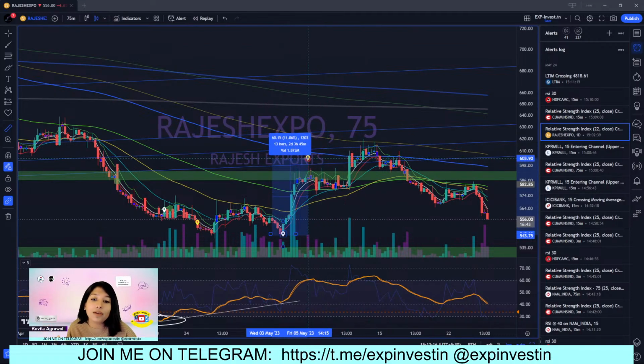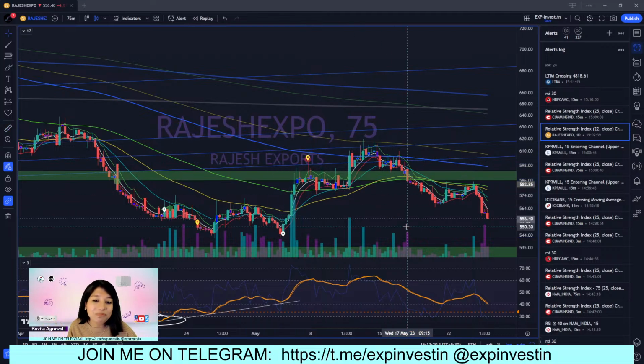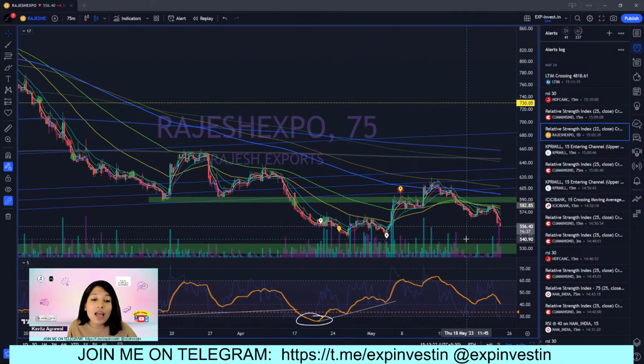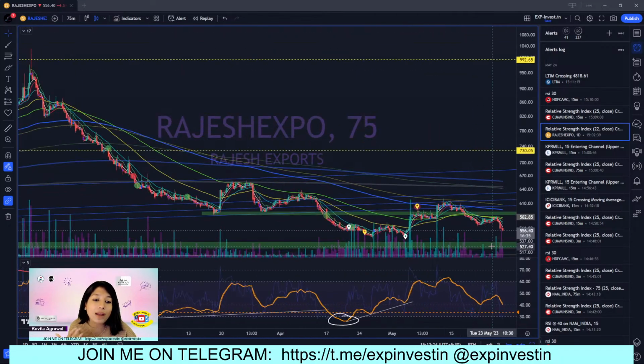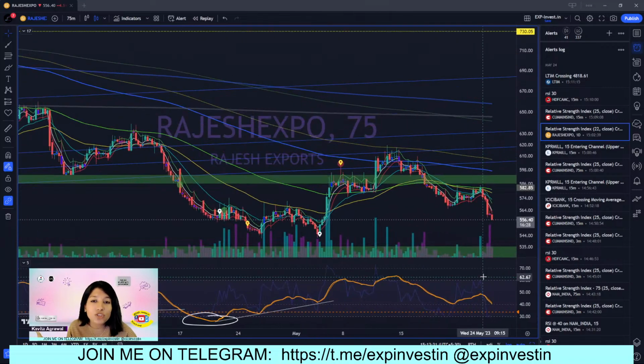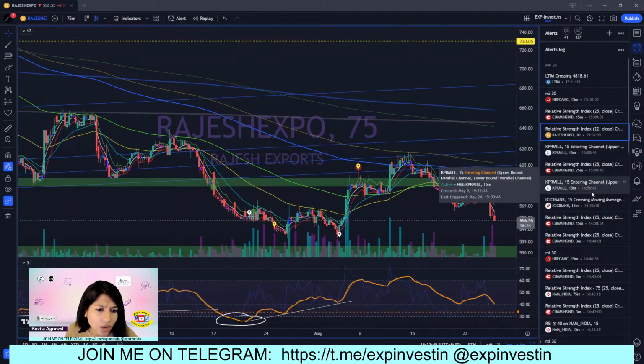Incidentally, the stock ended up achieving the target of 11% in just a matter of 2 days. It was wonderful. And now I'm waiting for the stock to come back down to the level of 530, which is the zone where I think a good opportunity would come up. And just now we've discussed, using the daily, 75 and 15-minute time frame, what is the kind of behavior that we will be looking out for in this particular stock to identify a good entry opportunity. Let's move on to another stock.